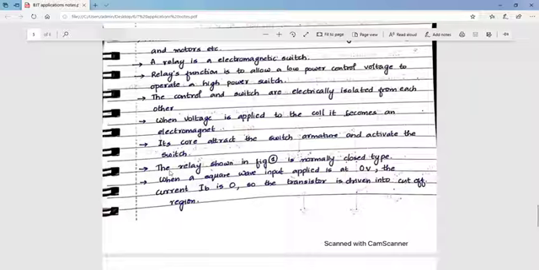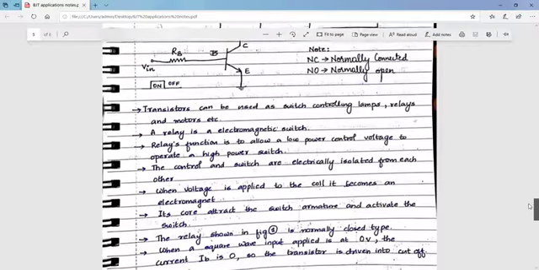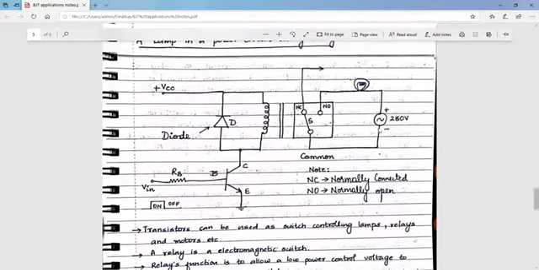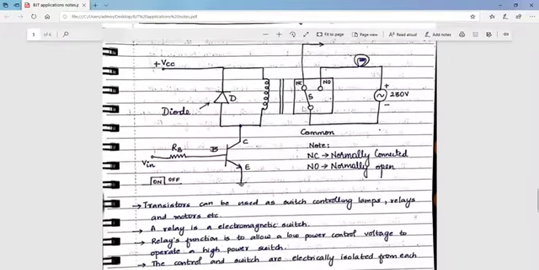So now let us see the relay shown in figure 1 will always remain in the normally closed type. Clear? Now see here the switch, if you see here, it will always remain in the normally closed condition. Fine.